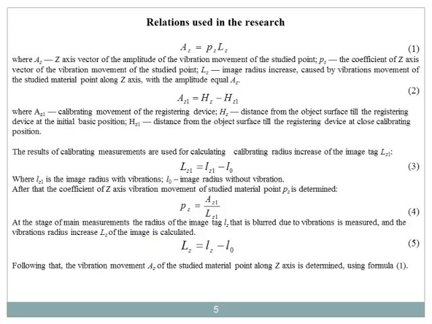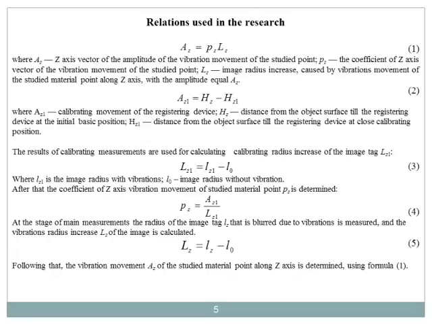On slide 5, vibration movement of the studied material point along the z-axis is determined according to the formula. To define the coefficient p, it is necessary to make preliminary calibration measurements in the absence of vibration. The distance from the object plane to the recording device becomes equal to h as L. That is, the results of calibrating measurements are used for calculating the calibrating radius increase L of the mark image.